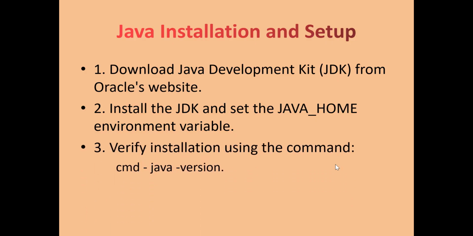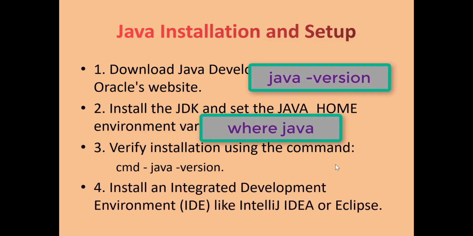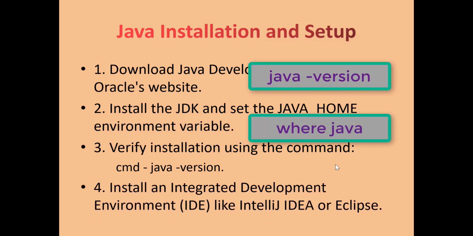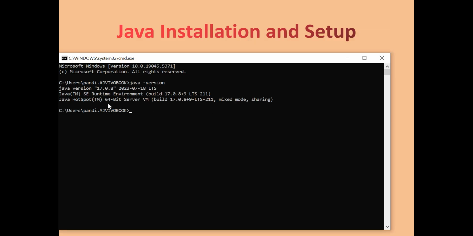Next thing we can do is verify the installation using these commands. You can use the java -version command, or there is another command, where java, which will give you the path of your JDK where it is installed on the local system. If you are able to see this, that means Java is properly configured. The next command we can use is where java, to see the path of our Java on our local system.